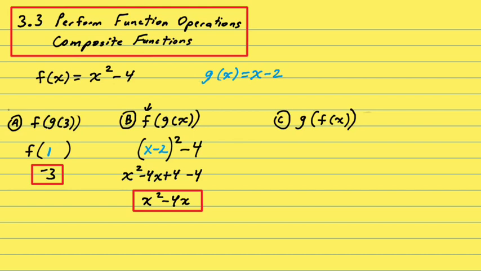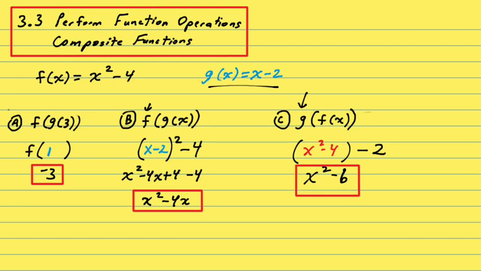How about g of f of x? What's the outside letter on this one? g. What's the function? Something minus 2. I'm sorry, the g is x minus 2. So I have to write something minus 2. Again, I'm going to replace the variable with the other expression. The other expression being x squared minus 4. And then all I do is simplify it. I think it becomes x squared minus 6.